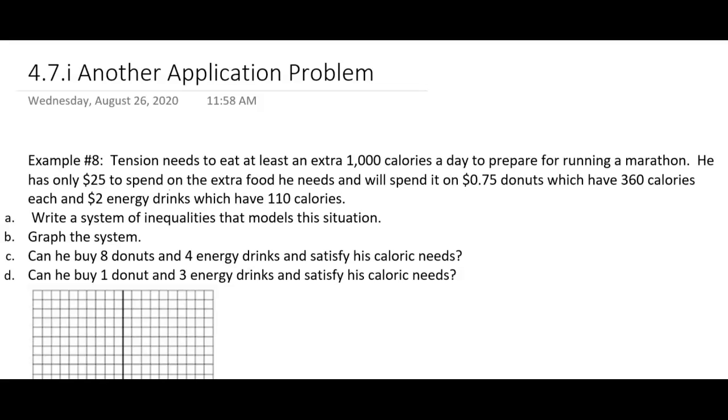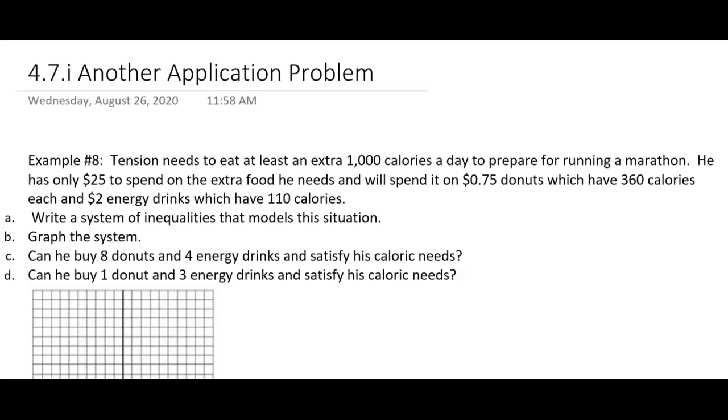So we have another application problem here. Tension needs to eat at least an extra 1,000 calories a day to prepare for running a marathon. He has only $25 to spend on the extra food he needs and will spend it on 75-cent donuts, which have 360 calories each, and $2 energy drinks, which have 110 calories each. So write a system of inequalities that models this situation.